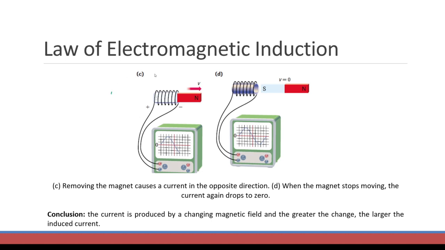And so when we again move in the opposite direction, we have a current in the opposite direction. So when we pull it this way, notice our current of the same magnitude, but in the other, negative direction here. And then with the same V, but as soon as that V goes to 0 again, bam, we get 0 current once again. So the conclusion here, what Faraday found, is the current is produced by a changing magnetic field. And the greater the change, the larger the induced current.